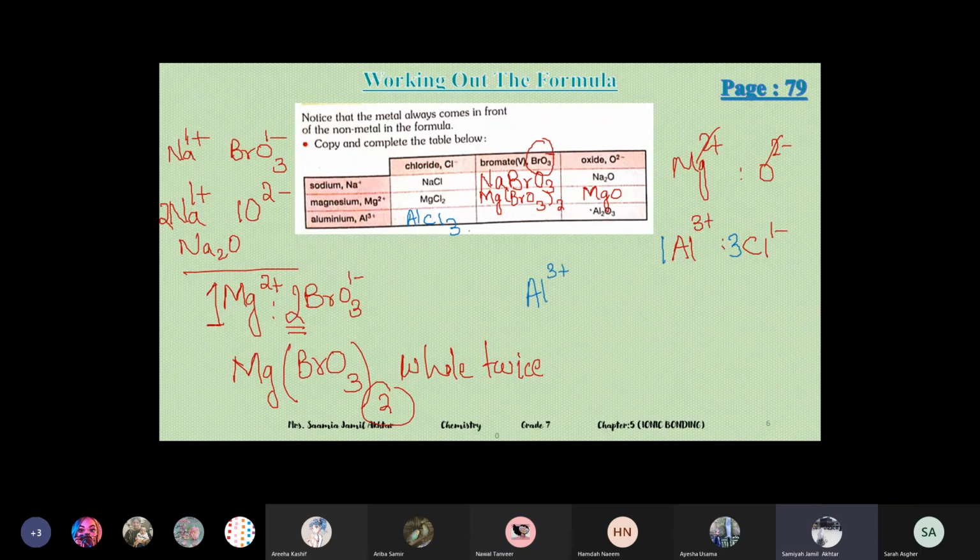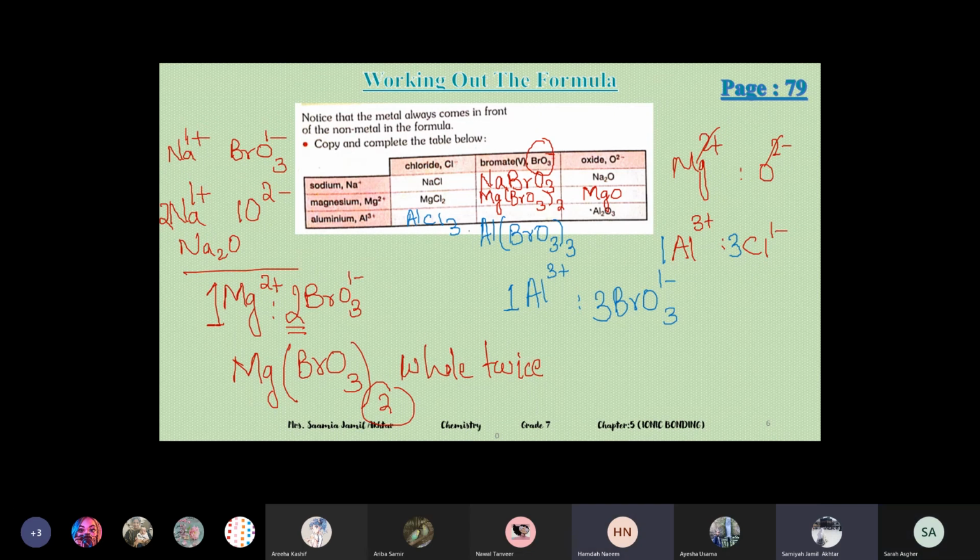Still, if you are having confusion, then do let me know, because this is a new thing for you. Aluminium and bromate. Now tell me. 1 with aluminium and 3 with bromate. So the formula will be Al(BrO3)3, AlBrO3 whole thrice. Very good. That's how you make the formula of an ionic compound.